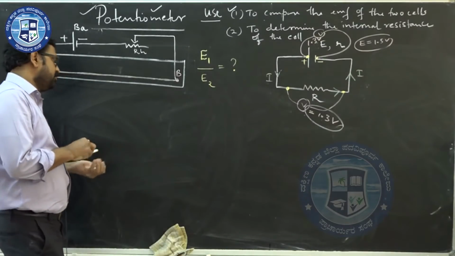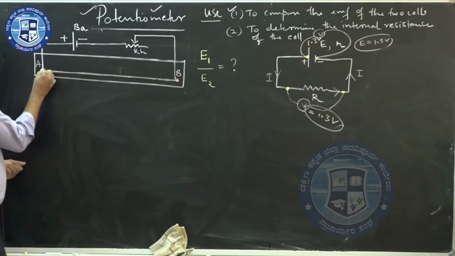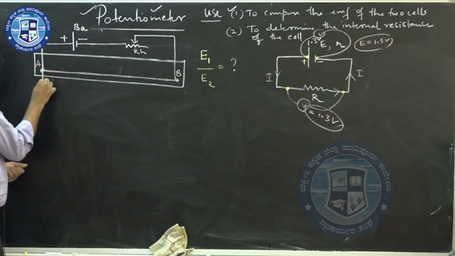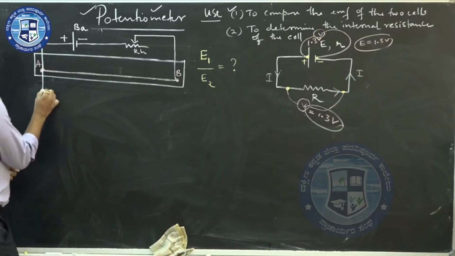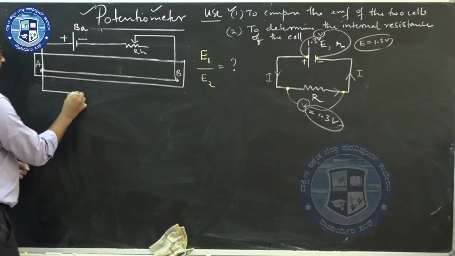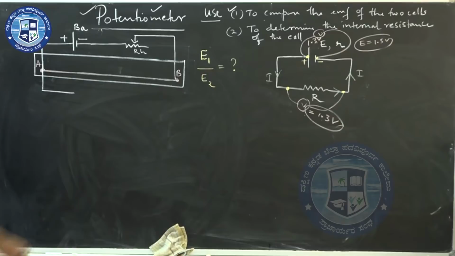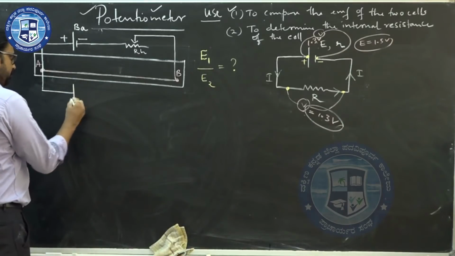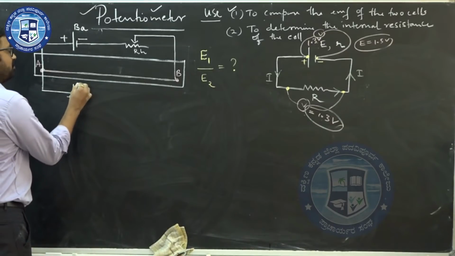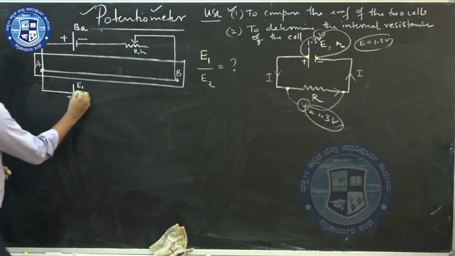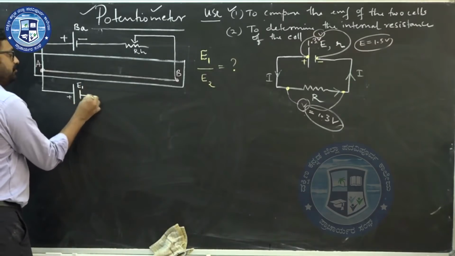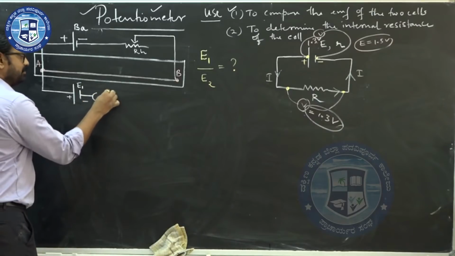Now what you need to do is take a connection from the terminal, of course using copper wire. The other end of the wire is connected to the positive terminal of one of the cells, let us say the one whose EMF is E1. The negative terminal of the cell, I will connect it to one key.